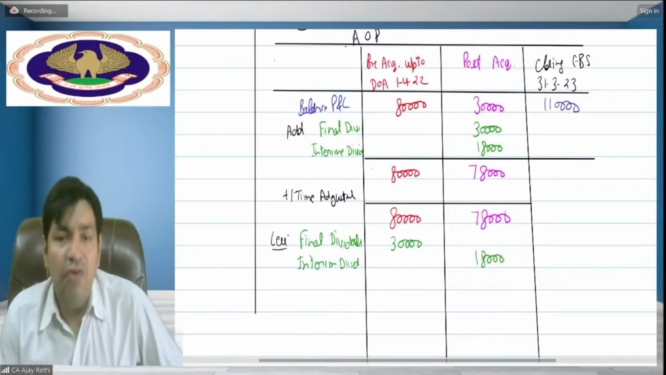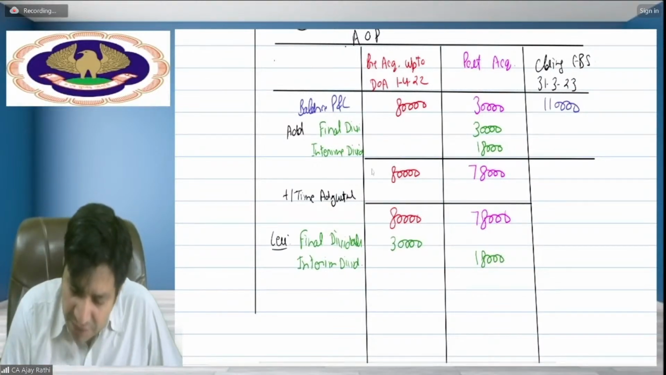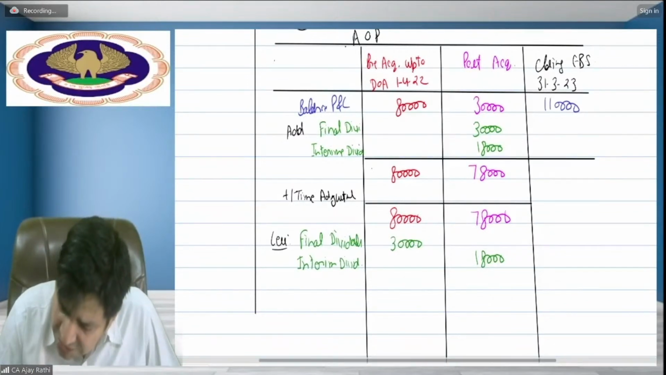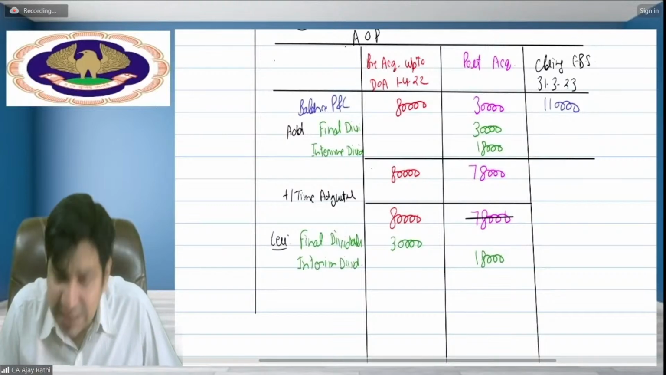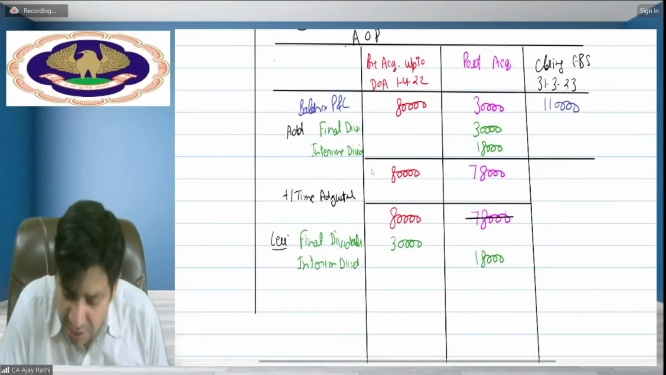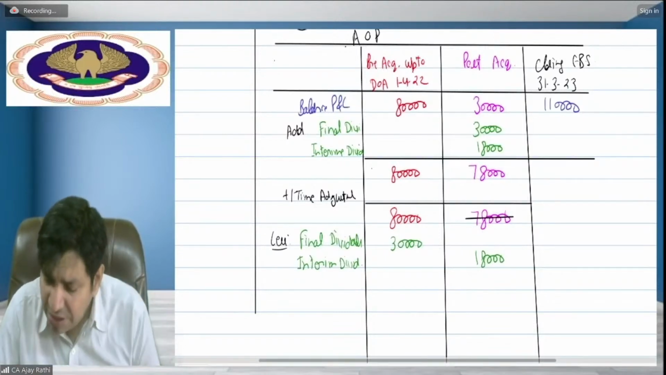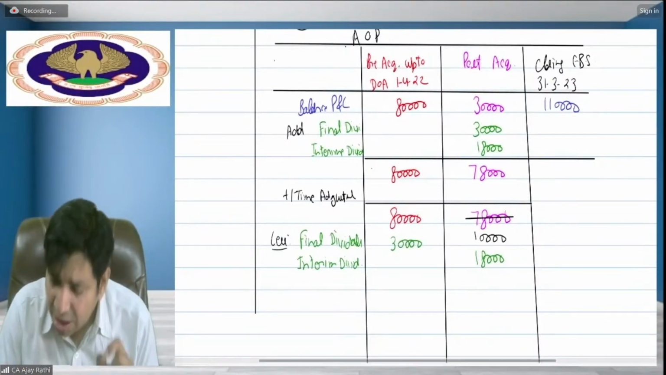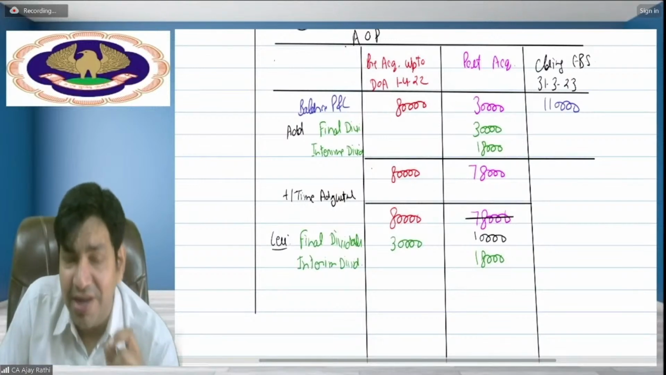Okay. Sir, what will happen if 78,000 is not available? What will happen in that case? Suppose, sir, the amount has been calculated and we find in our solution that only 10,000 is there, then how can we reduce 18,000?